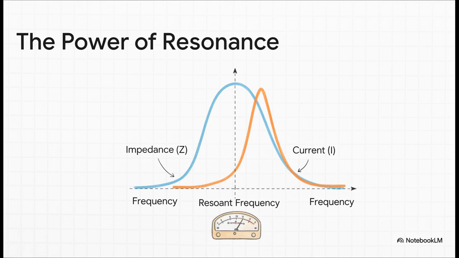This is exactly how you tune a radio. Every station is broadcasting at a different frequency. When you turn that dial, you're adjusting your circuit's resonant frequency until it matches the station you want. And boom, that signal comes flooding in at maximum strength while all the others are pretty much ignored.